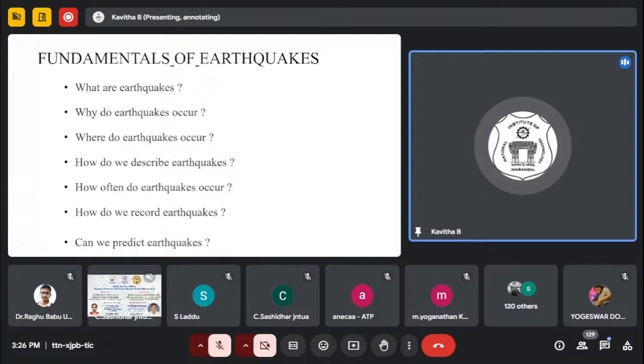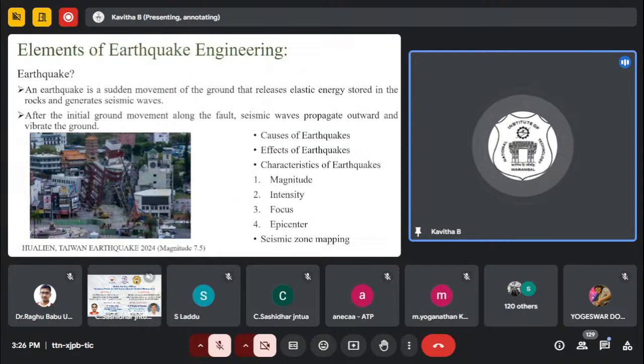Once we know the need of the subject, we will move on to what an earthquake is, why it is happening, where it is happening, and how to describe an event. These are some basic things. If you know these basics, you will be able to design your structures safeguarded from this kind of vibration. Many of you know what an earthquake is. An earthquake is nothing but a sudden movement of our ground. Why is this happening? This is because of a release of seismic energy that was stored within our crust.